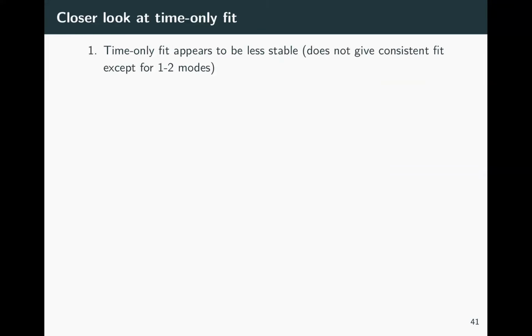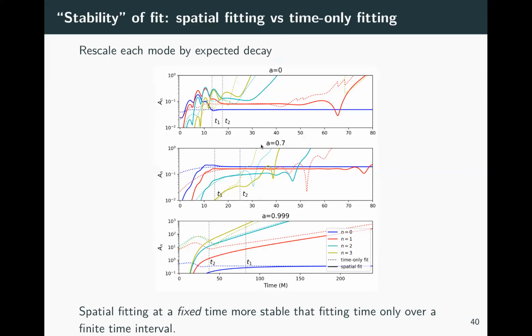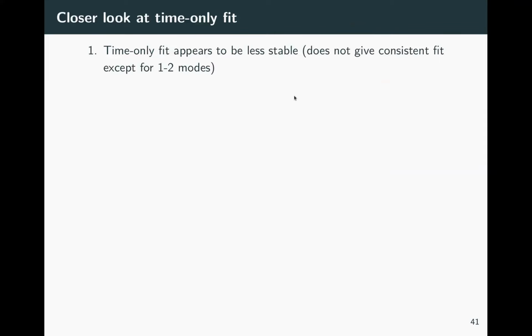Let's take a closer look at the time-only fit. The time-only fit appears, you could claim if you wanted, slightly less stable. For example, here, the red solid line seems to be flat, while the red dot line is starting to go all over the place at a much earlier time. This is around 30 M, and we're staying flat till around 60, 65 M. And remember, these are exponentially decaying functions, so this is a huge amount of time that you have extra in your fit if you include the spatial information.